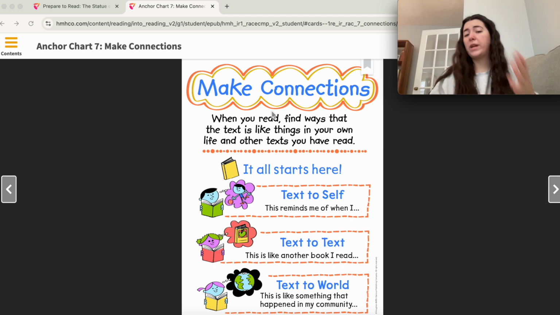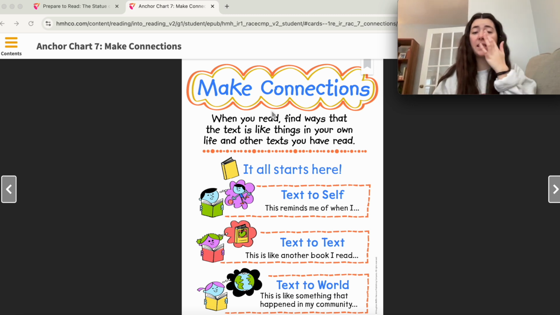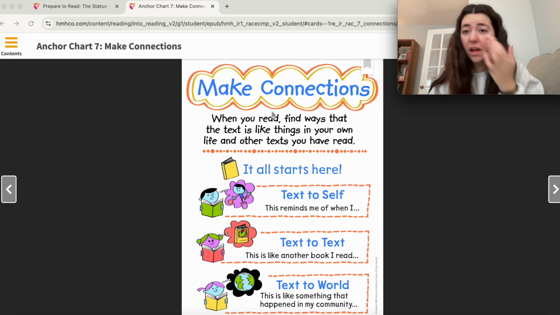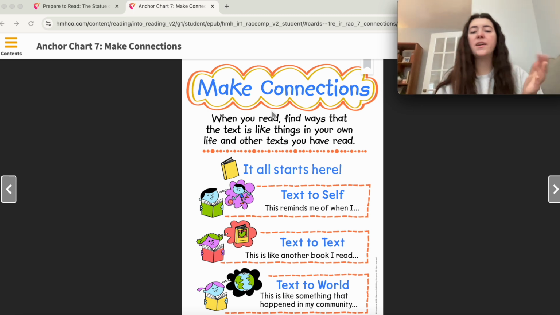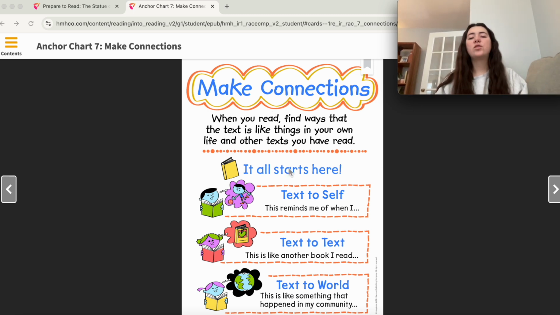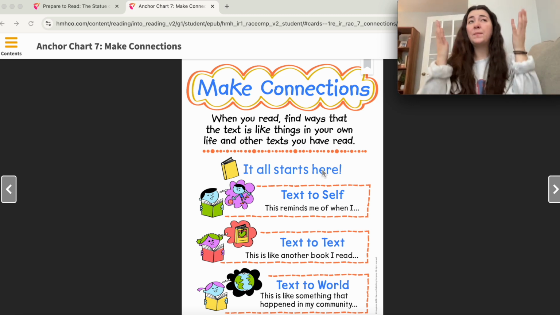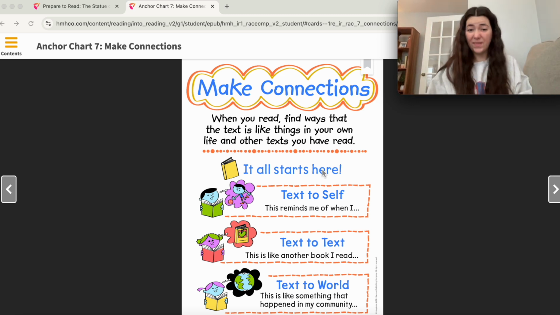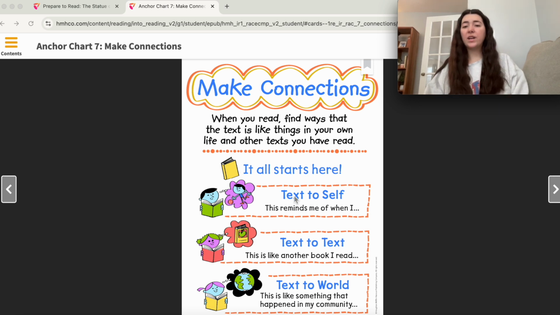So when you read, you're going to find ways that the text is like things in your own life and other texts that you have read. So it says, it all starts here. Can you say it all starts here? Very good. That means it all starts here with our book. So we start with our story. And then we either connect, when we say text, we mean story.